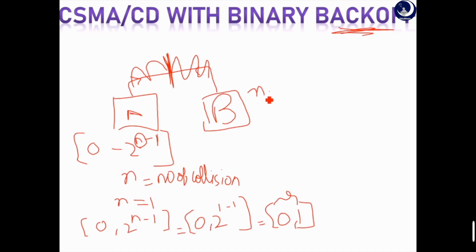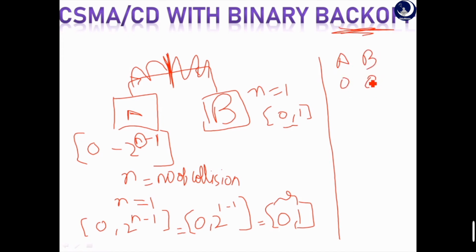At B, if we take n equal to 1, the case will be the same, 0 to 1. Then we get 4 possibilities: when A is 0 and B is 0, 0 and 1, 1 and 0, and 1 and 1. At both 0,0 and 1,1, there is a chance of collision, whereas in the case of 0,1 and 1,0, how do we calculate the waiting time?